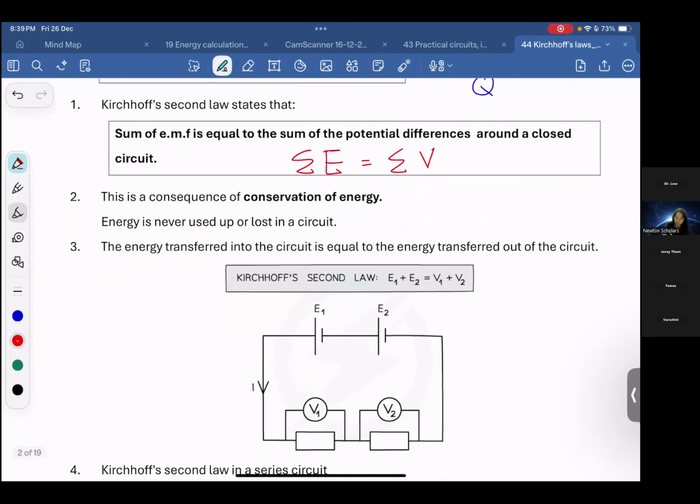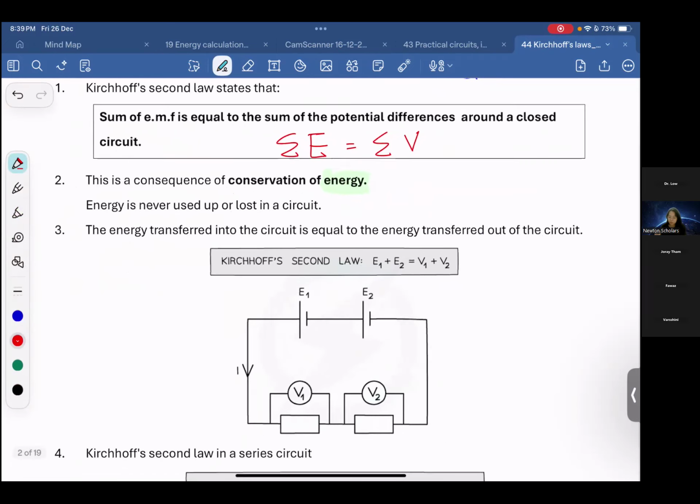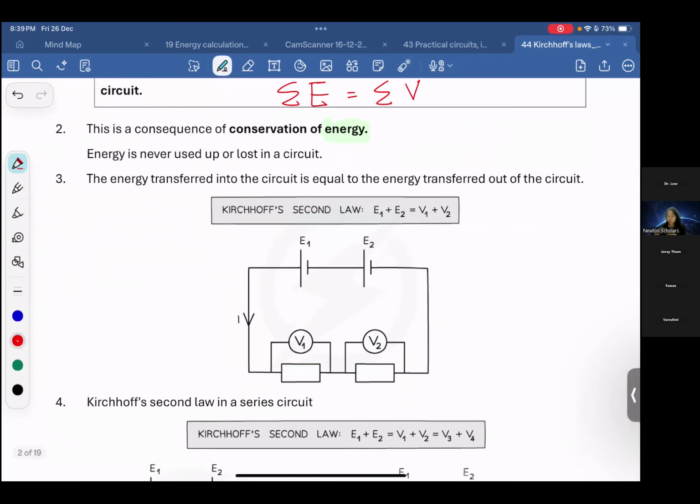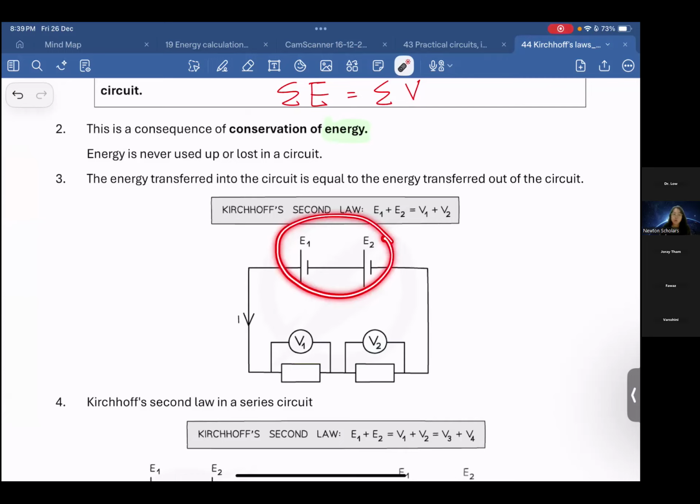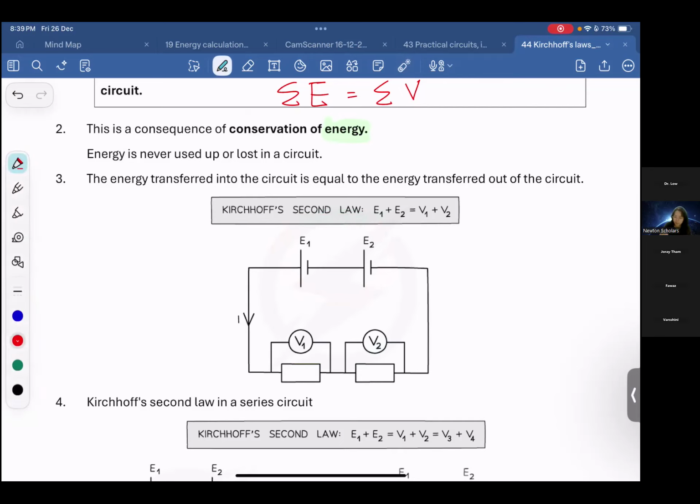This is a consequence of the conservation of energy. Highlight this one. Second law is talking about energy being conserved. Energy is never used up or lost in the circuit. Energy transferred into the circuit equals energy transferred out from the circuit. So how much energy is provided to the circuit, which is our EMF? We have two energy providers, which is E1 plus E2. The plus is also important.